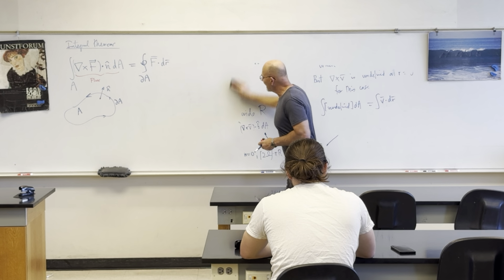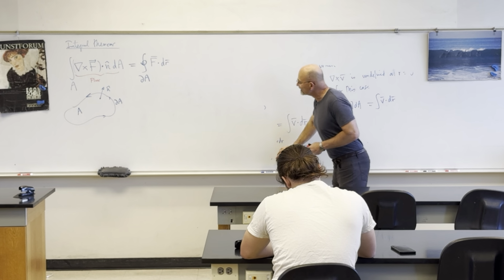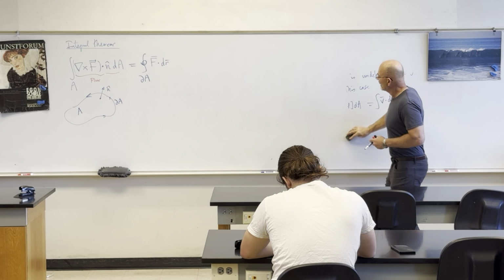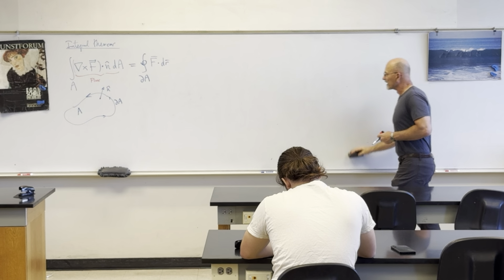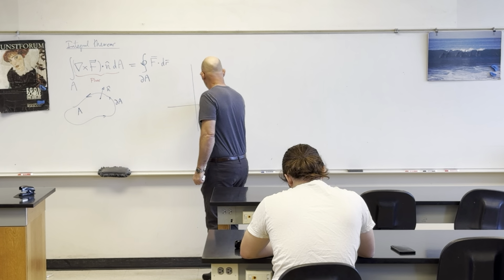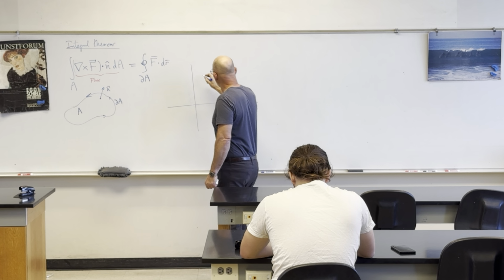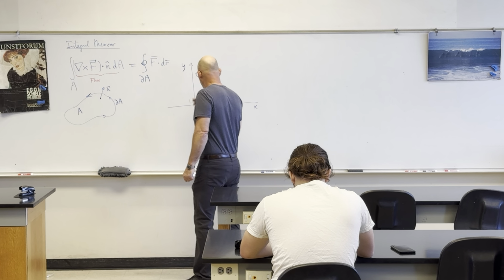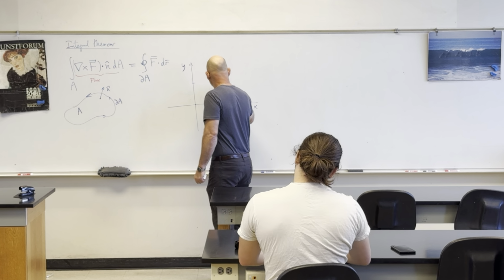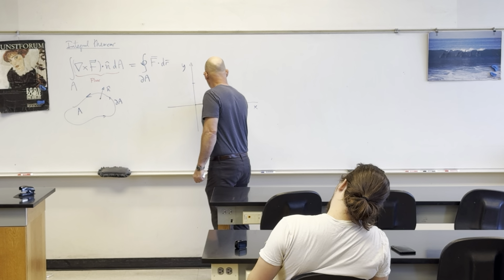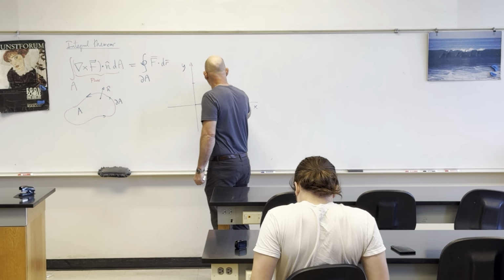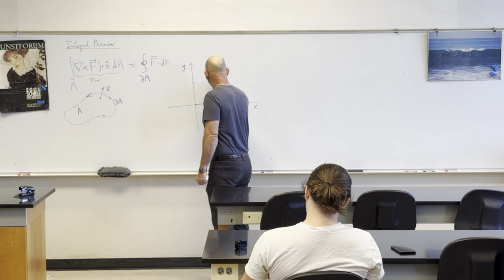So what we want to do now is just look at the meaning of Stokes' theorem in terms of these quantities here. The way I'm going to do that is we'll just look in the xy plane, and we'll look at literally a square. So this is x, y.